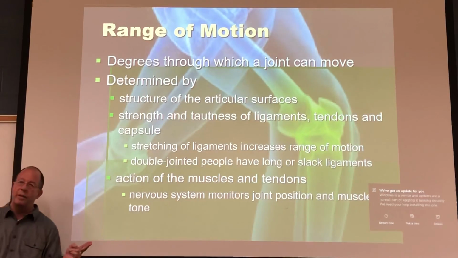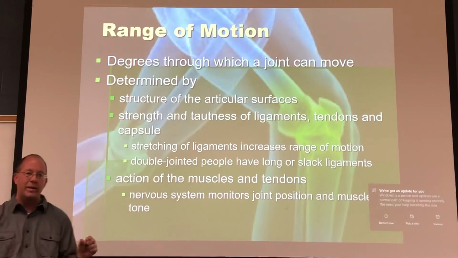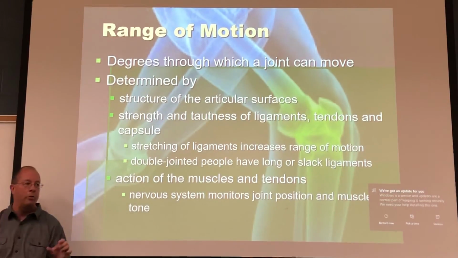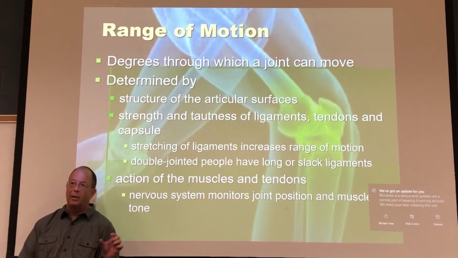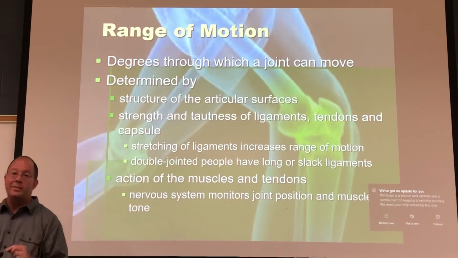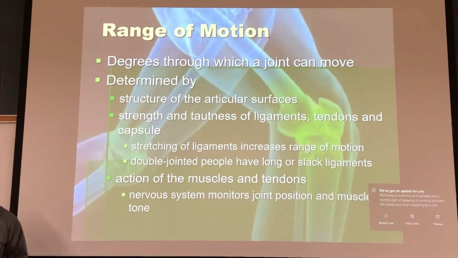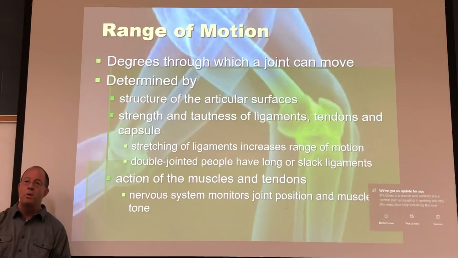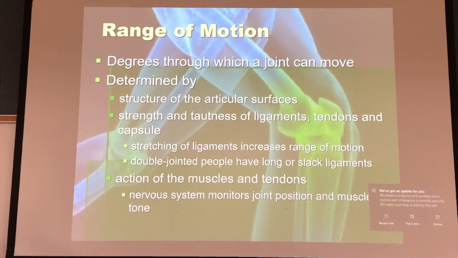I want you to write this down. A ligament is connective tissue that attaches bone to bone. A tendon is connective tissue that attaches muscle to bone. All right.